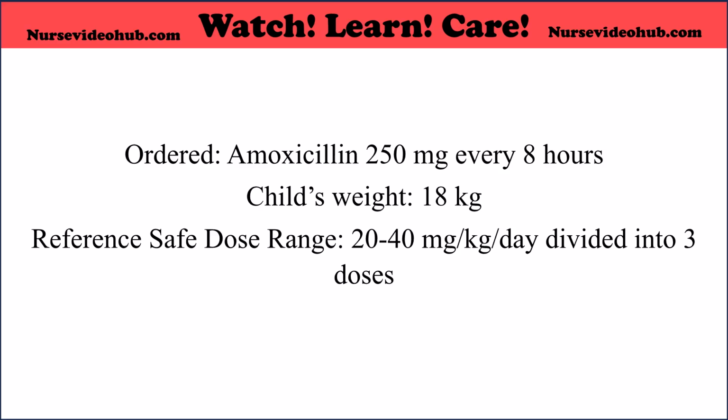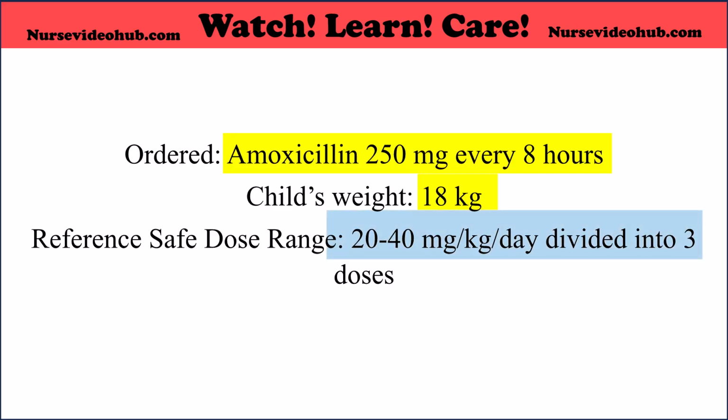Let's look at another example. The medication ordered is amoxicillin, 250 milligrams every 8 hours. The child's weight is 18 kilograms. The reference safe dose range is 20 to 40 milligrams per kilogram per day, divided into 3 doses. You don't have to calculate the dose to administer based on weight. That is already done for you. But you must determine if the dosage of 250 milligrams every 8 hours falls within the safe dosage range.